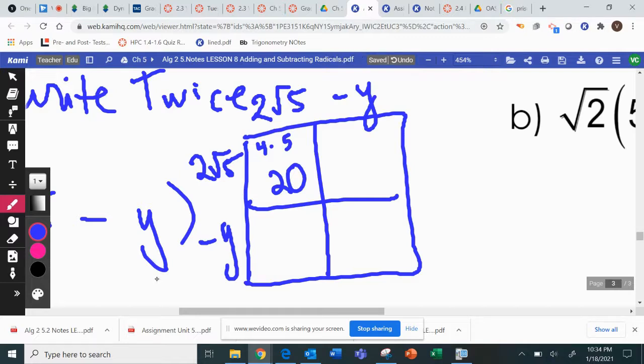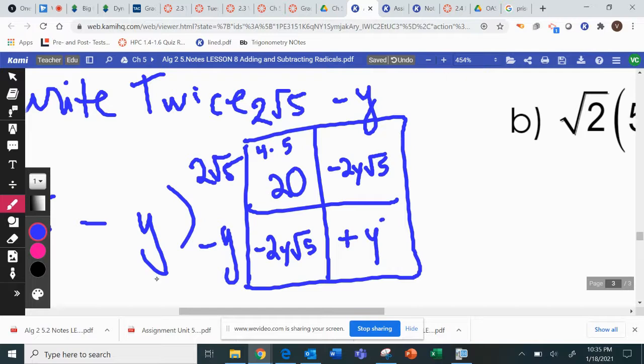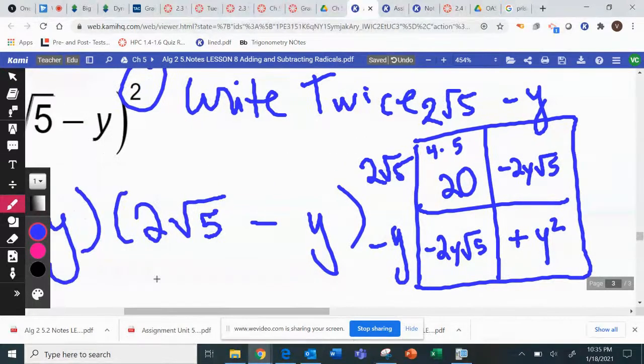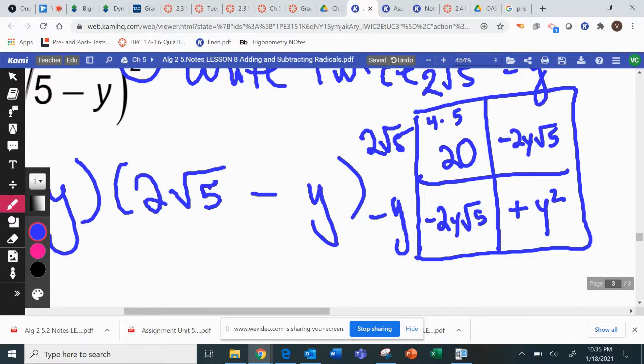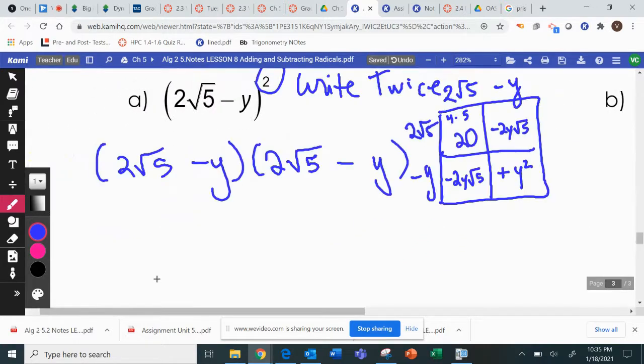This one right here is going to be negative 2y square root 5. This one right here is going to be negative 2y square root 5. And then negative y times negative y is positive y squared. So I will have 20 minus 2y square root 5 minus 2y square root 5 plus y squared.